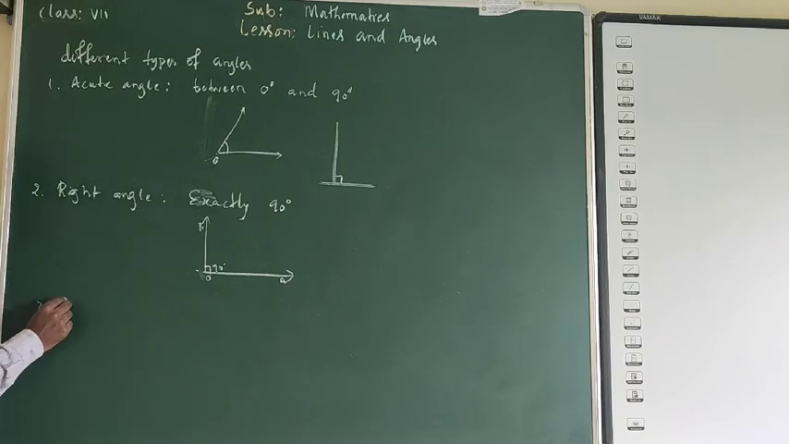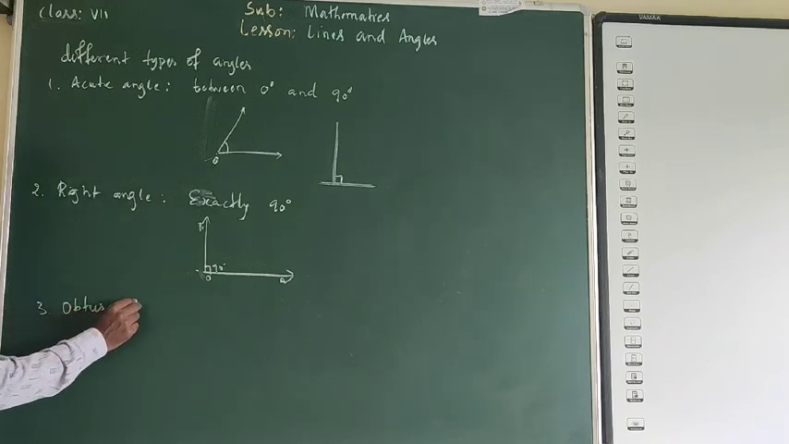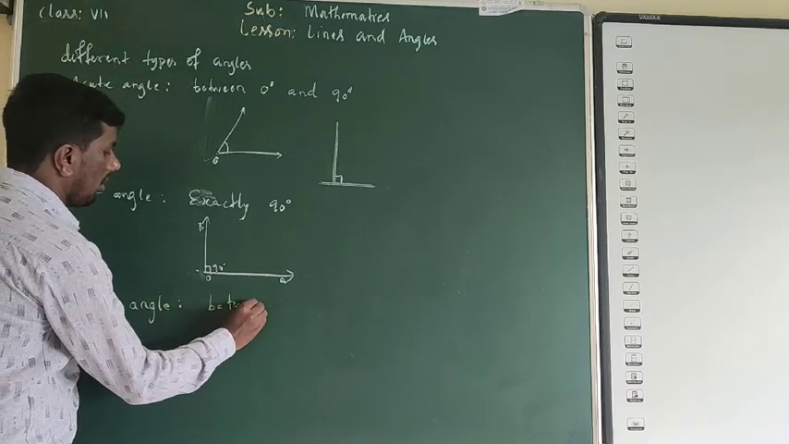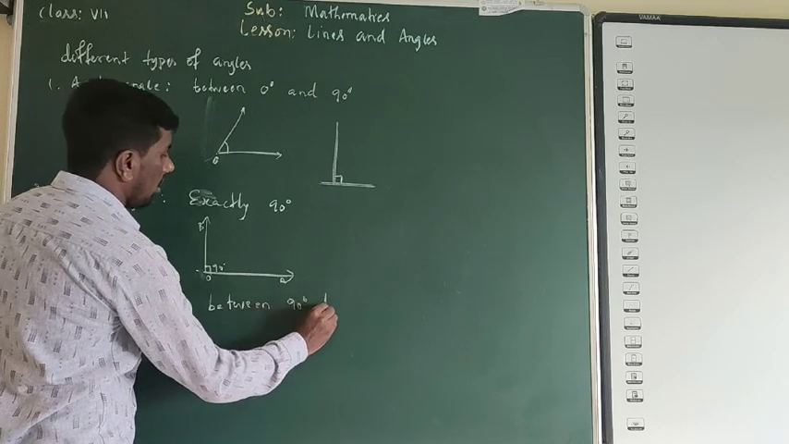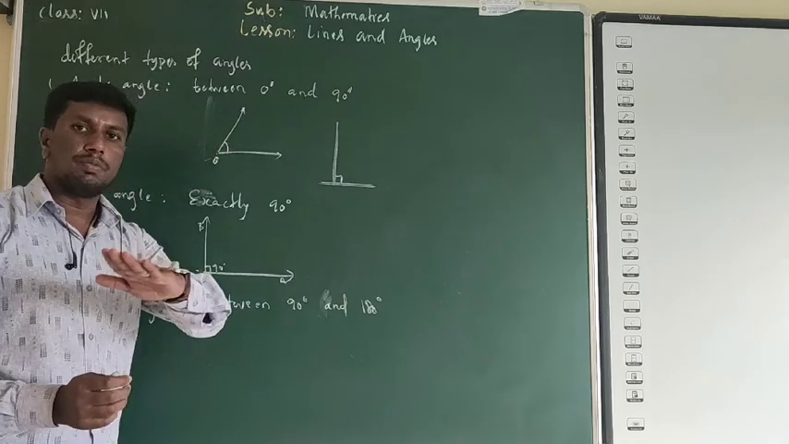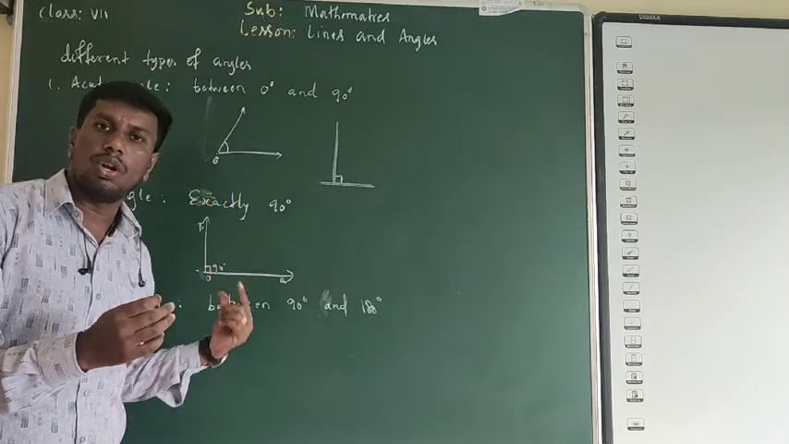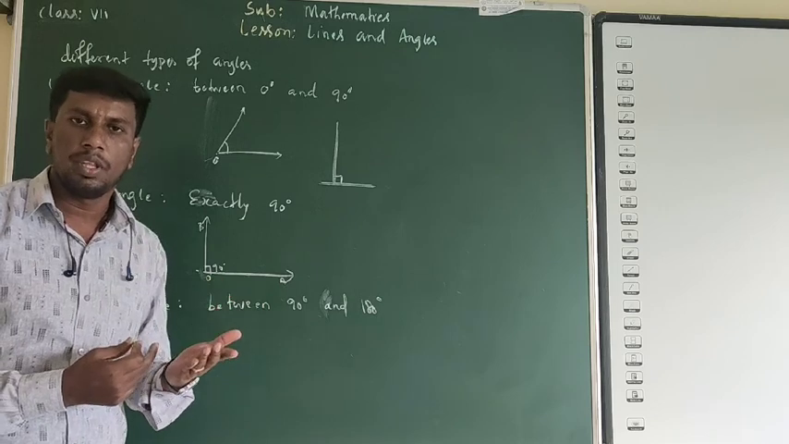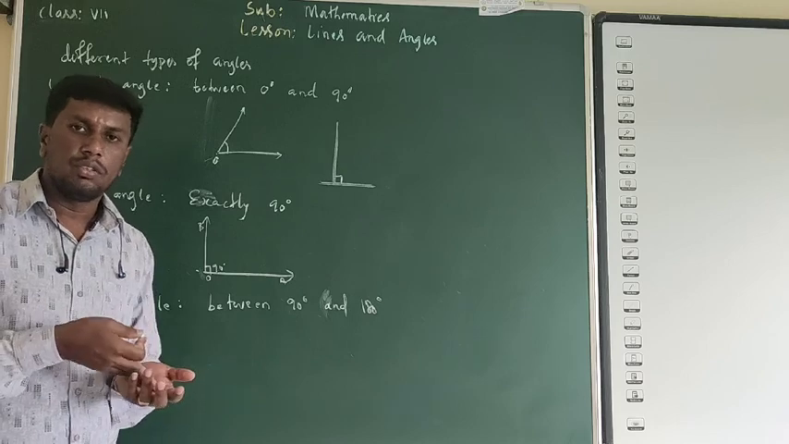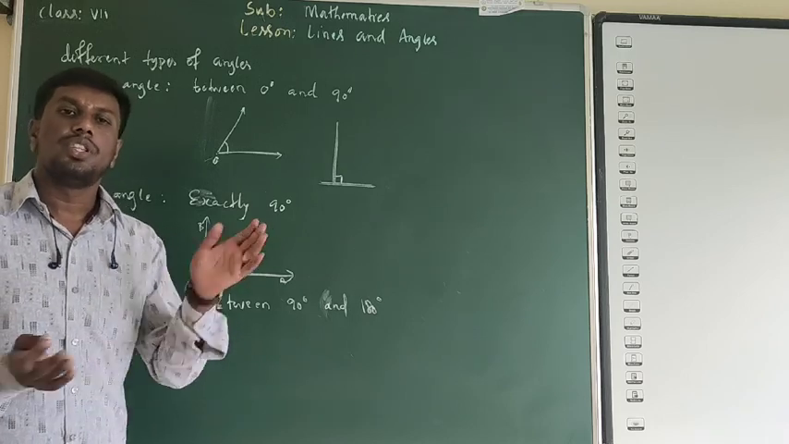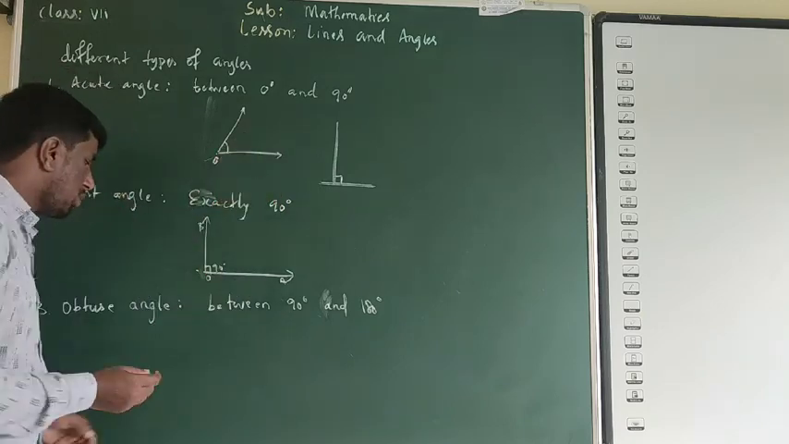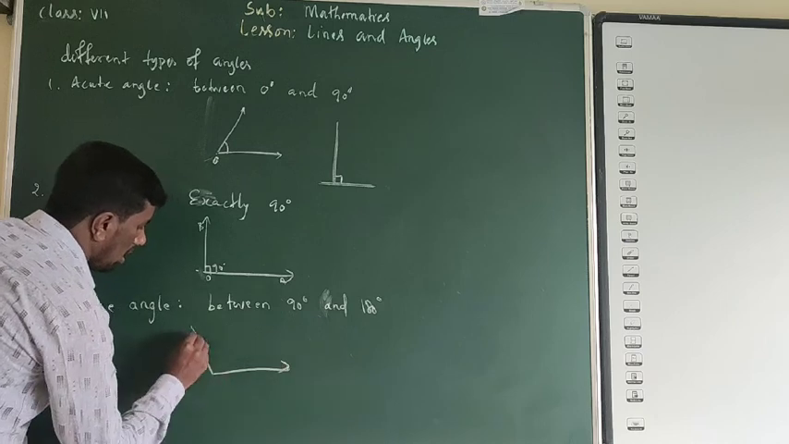Then the third one, obtuse angle. The range of an obtuse angle is between 90 degrees and 180 degrees. If the angle is more than 90 degrees and less than 180 degrees, then that is called an obtuse angle. Say, suppose 120, 100, 170, 179, 91, right? All these angles lie between 90 and 180. Therefore they are obtuse angles.